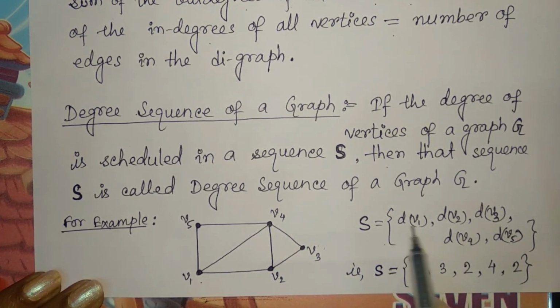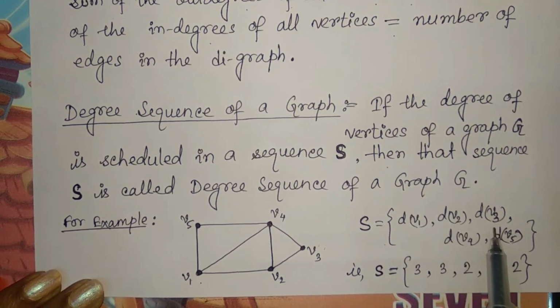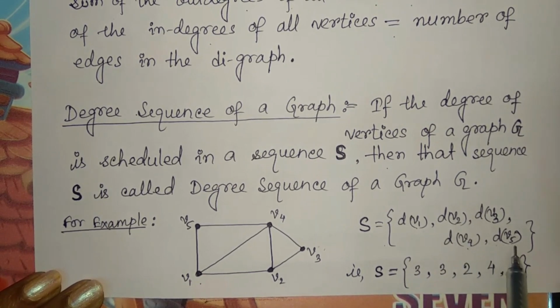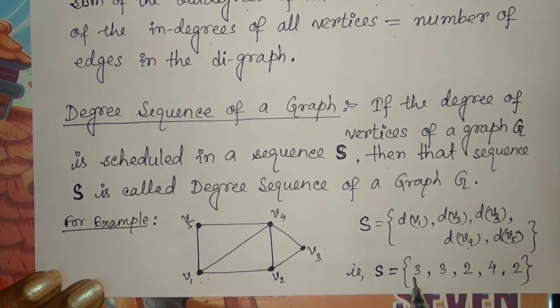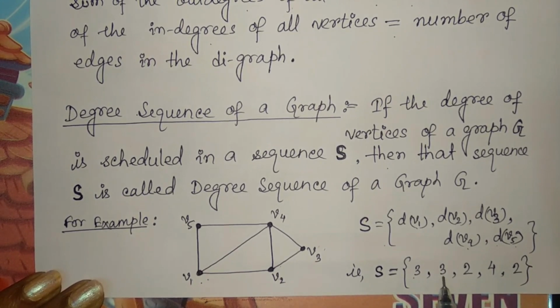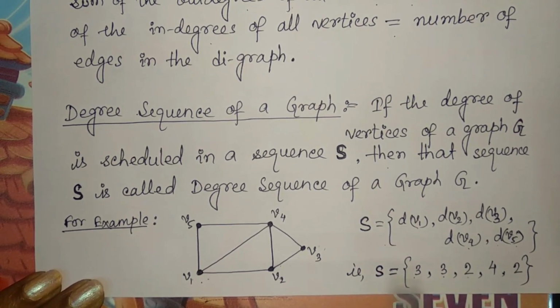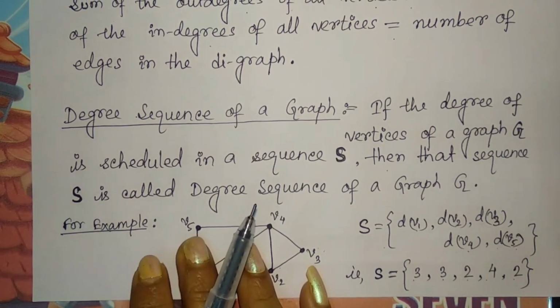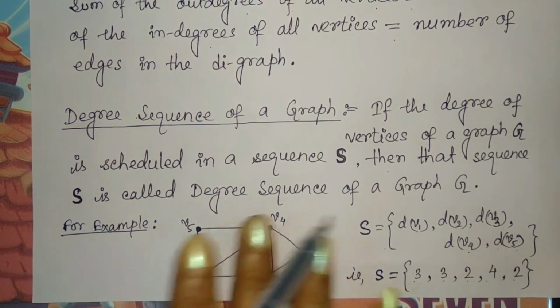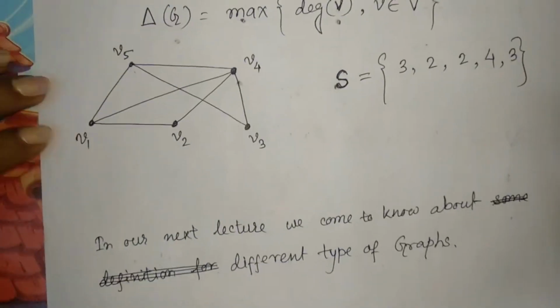So S equals d(V1), d(V2), d(V3), d(V4) and d(V5). Here d(V1), the degree of V1, is 3. The degree of V2 is also 3. The degree of V3 is 2. The degree of V4 is 4. And the degree of V5 is 2. So this is called the degree sequence of the graph.